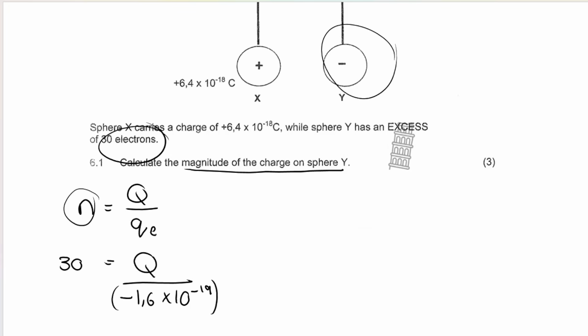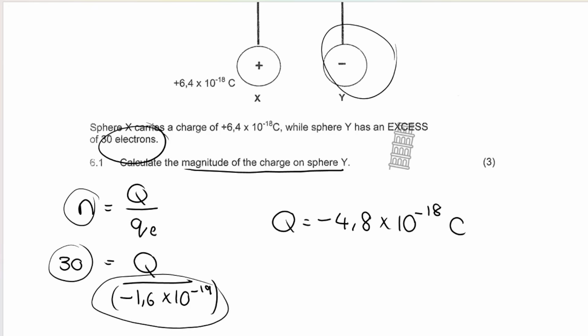When you type this into your calculator, you say 30 times negative 1.6 times 10 to the negative 19. And we get negative 4.8 times 10 to the negative 18 coulombs. Your unit is coulombs because you're calculating charge. The formula, substitution, answer with units.